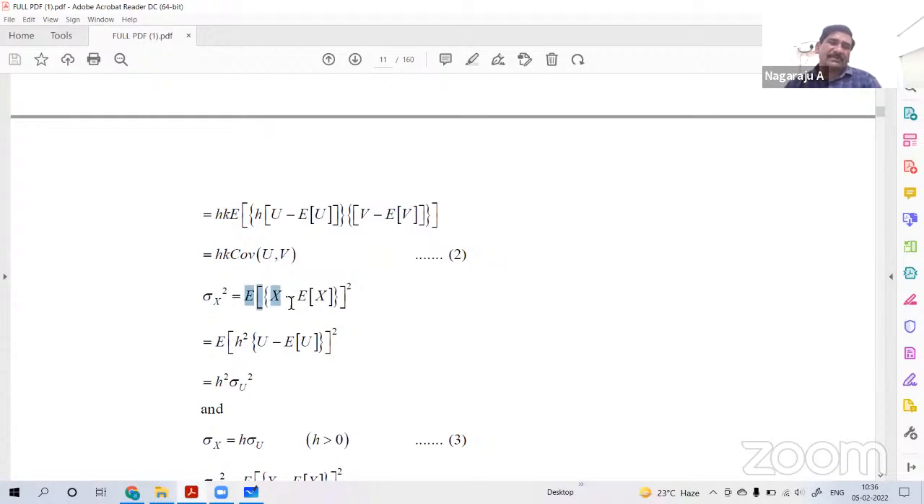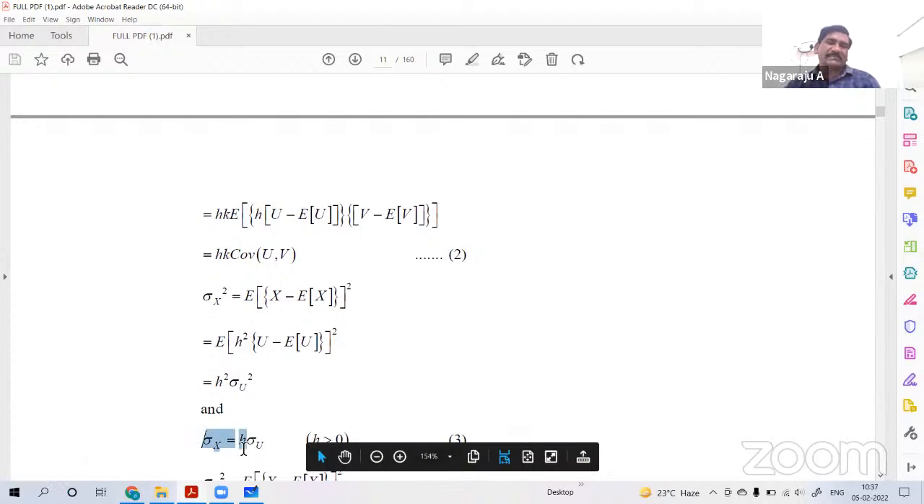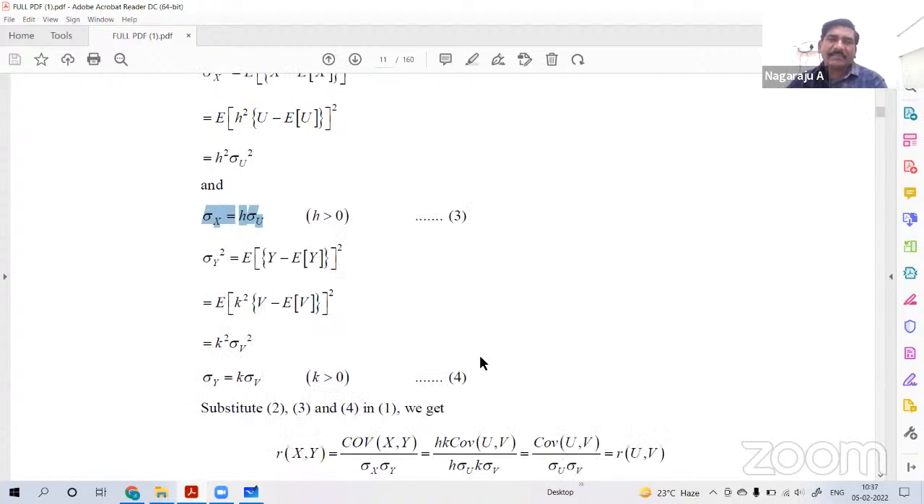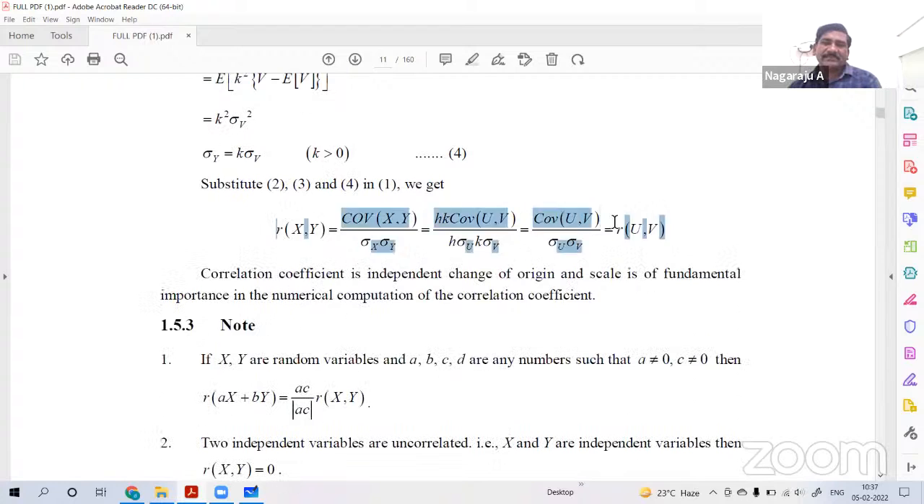Now sigma X square equals the expectation of X minus E of X whole square. The simplification is E of H square into U minus E of U whole square, so H square into sigma U square. Sigma U square is the variance of the given data along the x-axis, so sigma X equals H into sigma U. Similarly, I can calculate the variance sigma Y square, the expectation of Y minus E of Y whole square. It is K square into V minus E of V, so K square into sigma V square. Substituting these values, I get the same result: R of U comma V is equal to R of X comma Y.